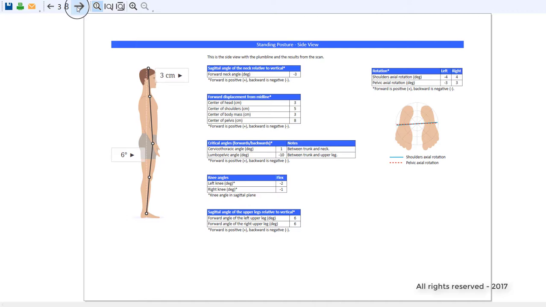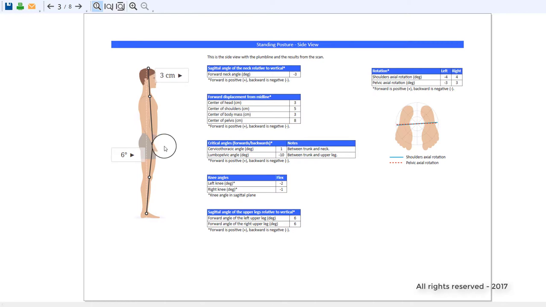If we look at the side position here and the sway pattern, we can see here that the neck angle is actually in extension according to the plumb line, but in actual fact, the anatomical neck could be in flexion. Center of head is 3 centimeters forwards of the feet or the ankle joint. Center of shoulders 5 centimeters forwards, which is quite a lot. But keep in mind, this is the shoulder girdle on the thorax. It is not necessarily the sternum. The center of mass is 3 centimeters forwards. And the center of the pelvis is all of 8 centimeters forwards. This is typical of a sway back.